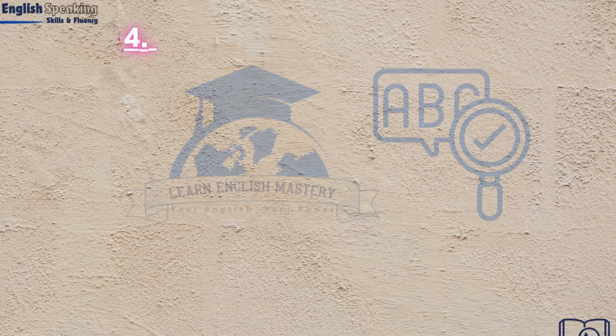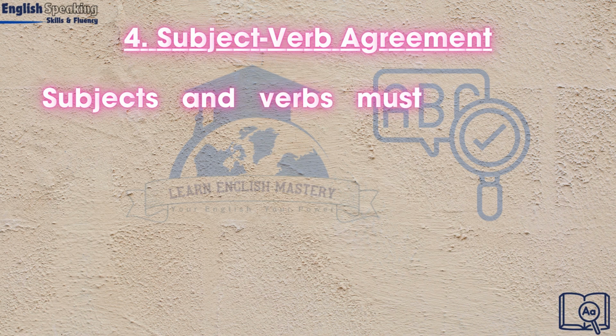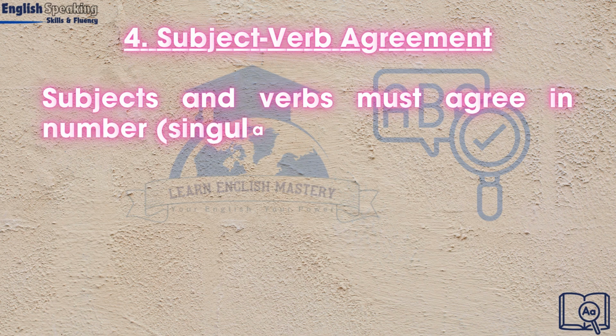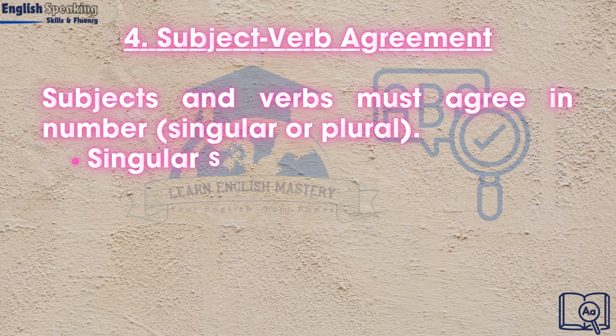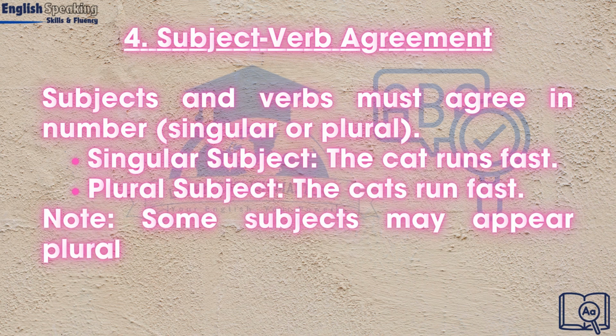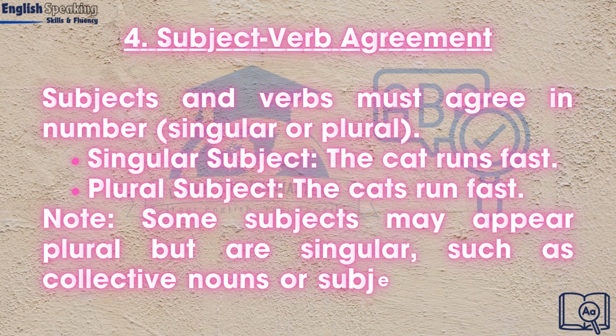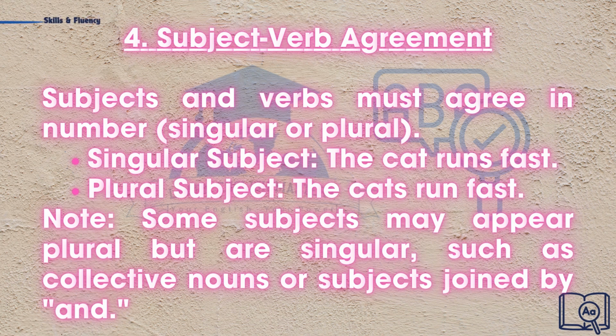4. Subject-verb agreement. Subjects and verbs must agree in number, singular or plural. Singular subject: The cat runs fast. Plural subject: The cats run fast. Note: some subjects may appear plural but are singular, such as collective nouns, or subjects joined by "and."